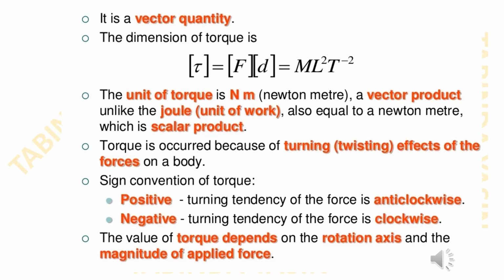But in the case of work done, the dot product between the two quantities is not a vector quantity, so it is a scalar quantity. That is written as a scalar product, which is also Newton meter. Torque occurs because of the turning or twisting effect of forces on a body. Sign conventions of torque: if the turning tendency of the force is anti-clockwise, that is positive, and if the turning tendency of the force is clockwise, that is negative torque. So the value of torque depends on the rotational axis and the magnitude of the applied force.